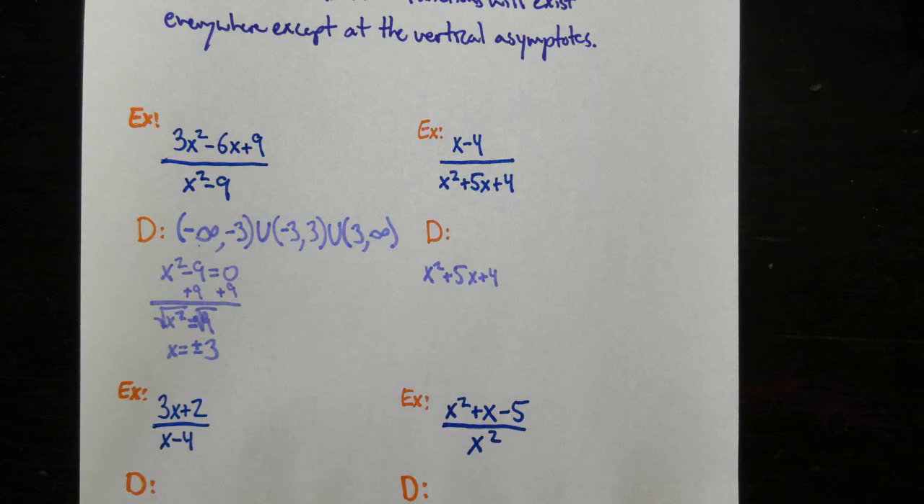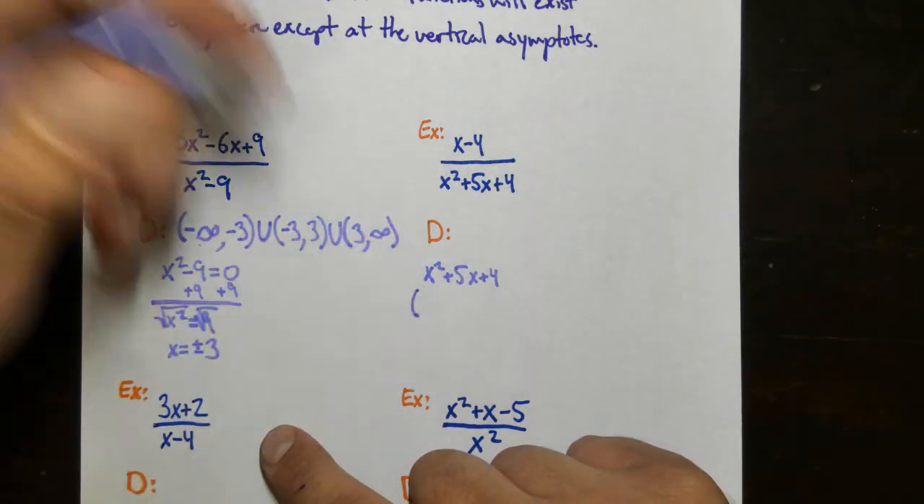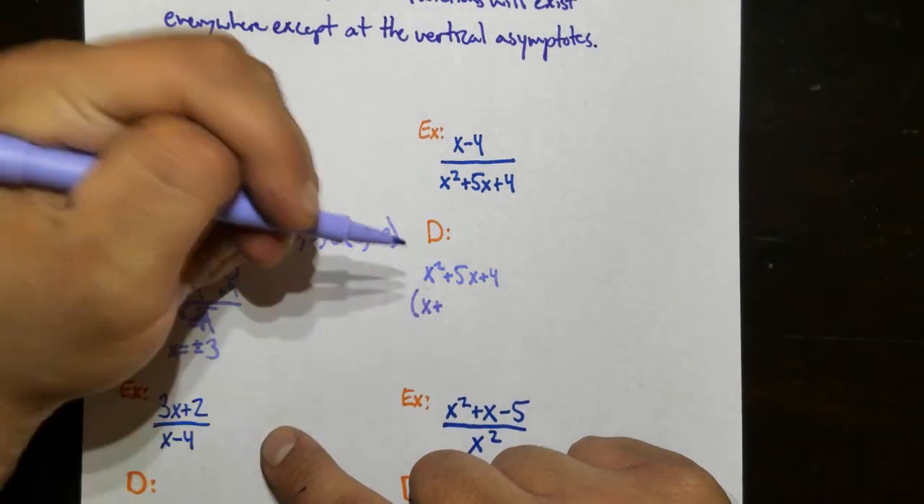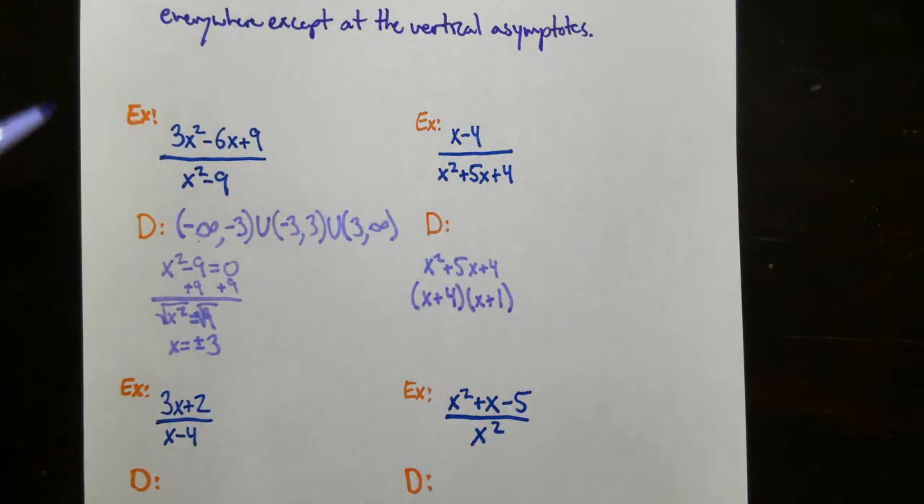What comes to mind for me is 4 and 1. 4 plus 1 is 5. 4 times 1 is 4. So we're going to write this in factored form now. X plus 4 and x plus 1.